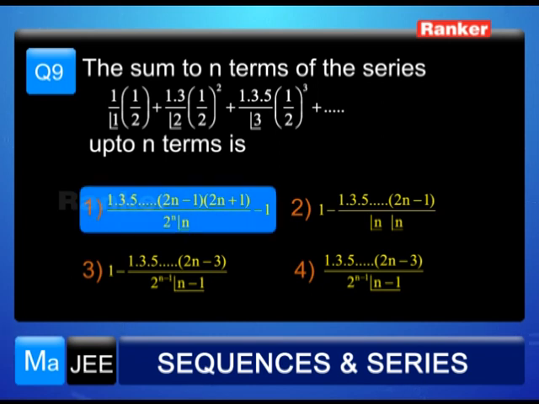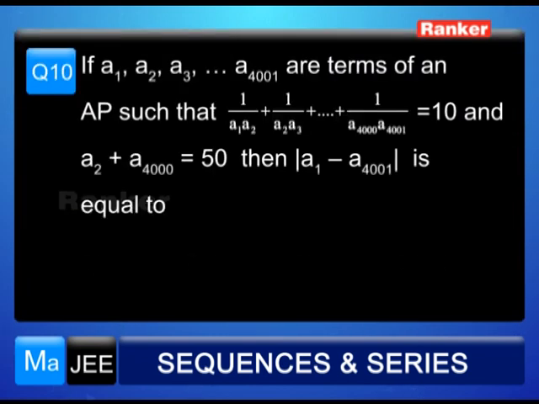Answer is 1. If a1, a2, a3 so on up to A4001 are terms of an AP such that 1 by a1 a2 plus 1 by a2 a3 plus so on, 1 by A4000 into A4001 is equal to 10, and A2 plus A4000 is equal to 50, then the absolute difference, that is A1 minus A4001, is equal to: first option 20, second option 30, third option 40 and the fourth option being 10 there.